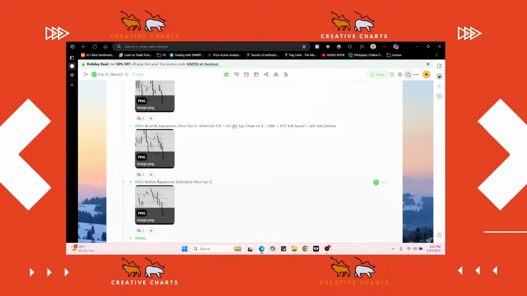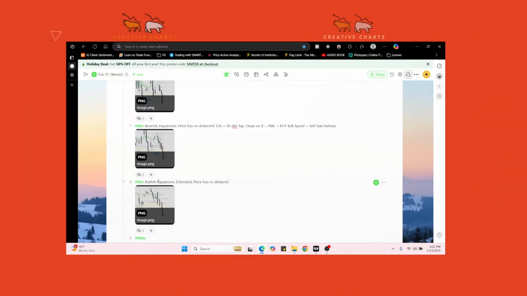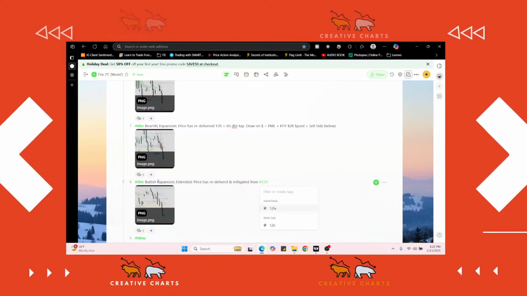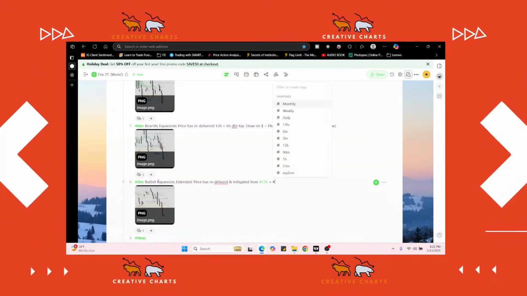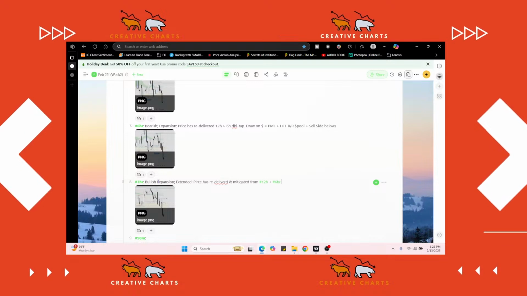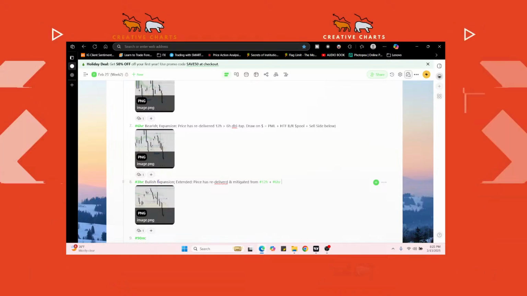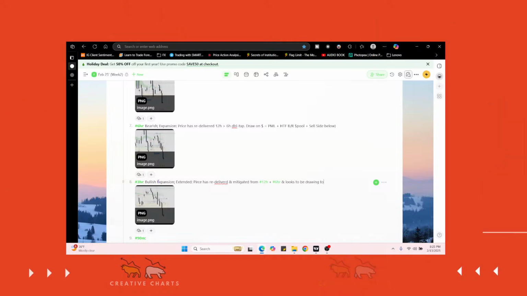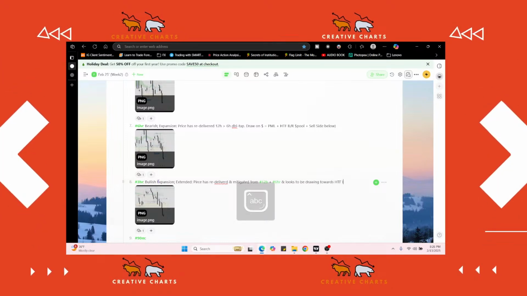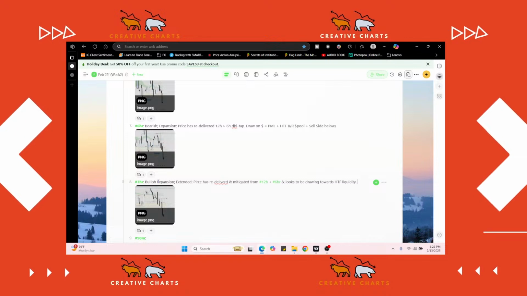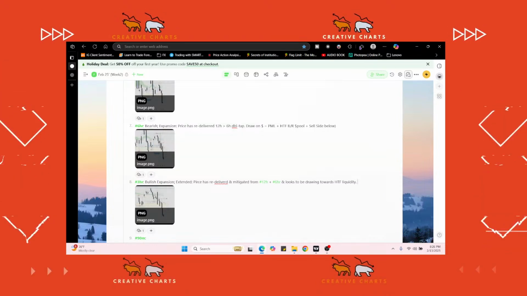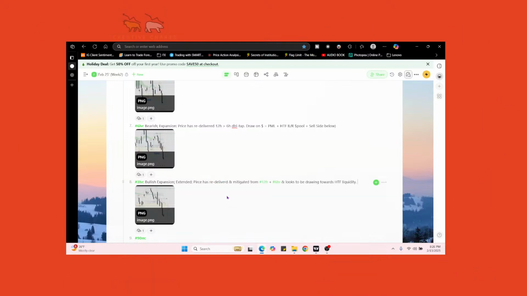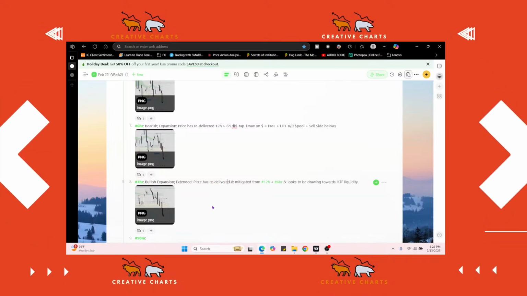Price has redelivered and mitigated from 12 hour plus 6 hour and looks to be drawing towards high time frame liquidity. And yeah, jeez, can't spell. Alright, bet.